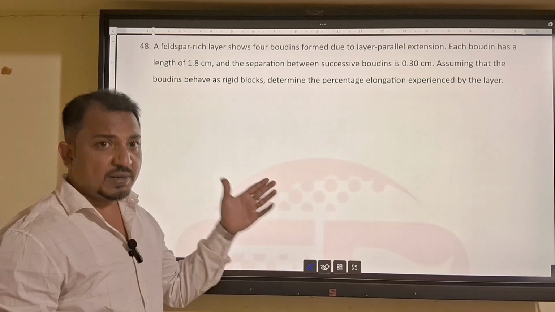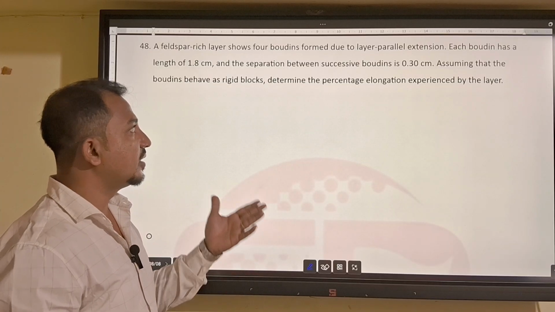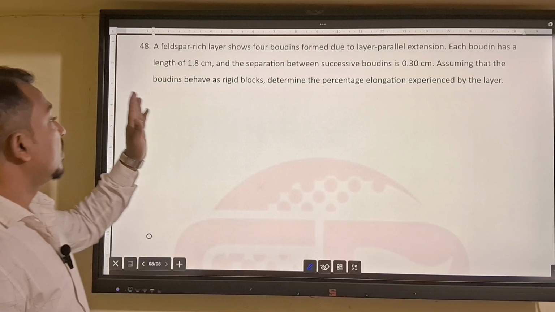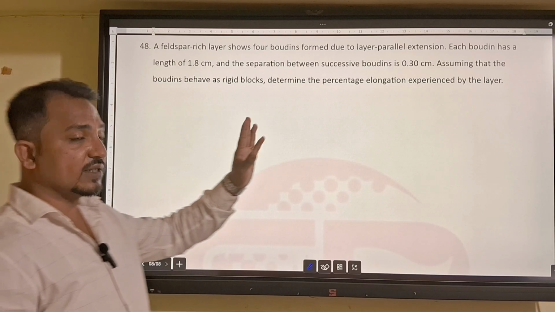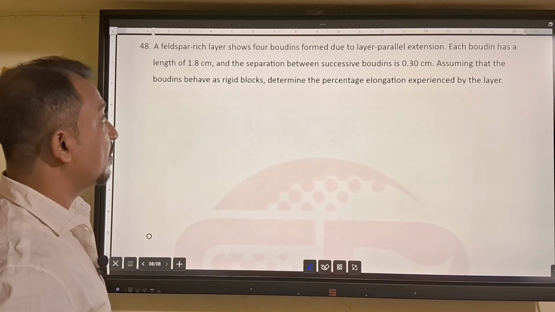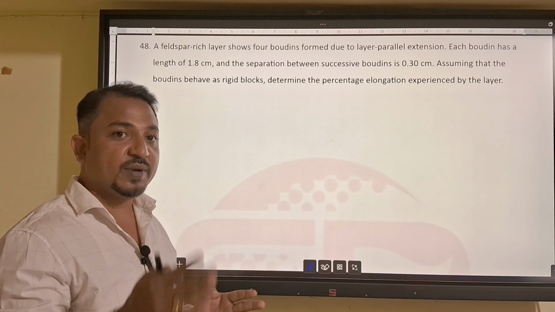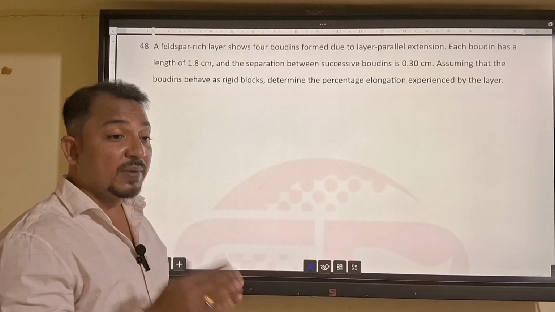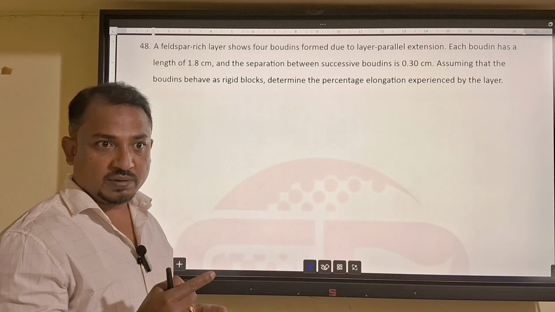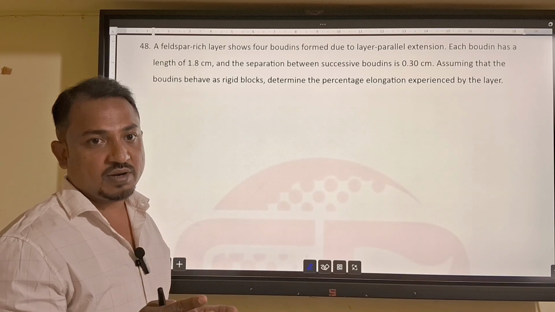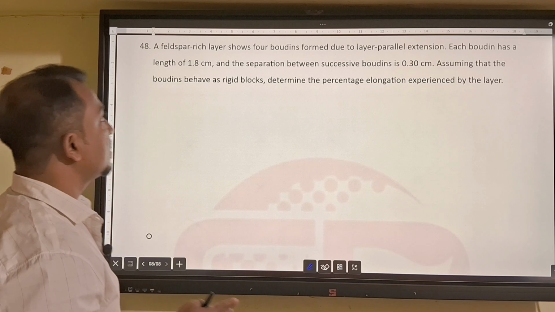Next, it is a similar type of problem. So you can pause it and try to solve by yourself. A feldspar rich layer shows 4 boudins formed by layer parallel extension. Always remember the number of gaps will be less by 1 than the number of segments it will produce.